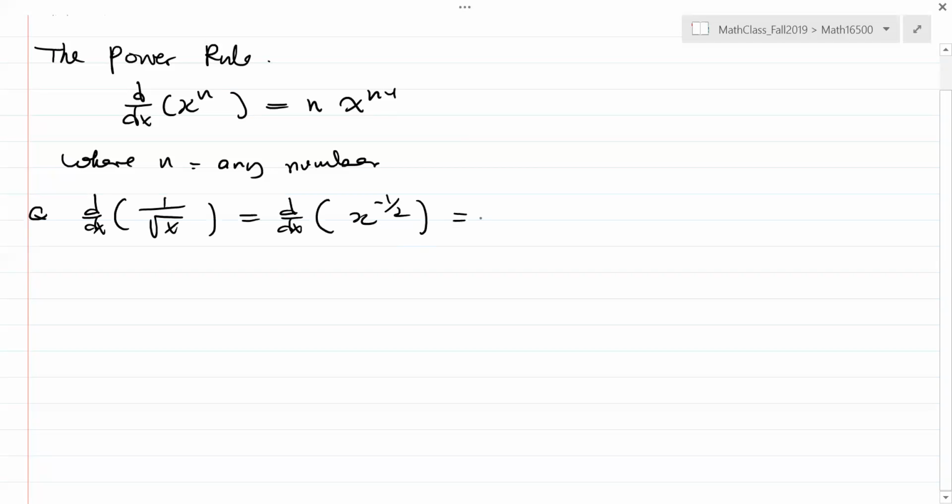Then you use the formula, n should be in front of x to the n minus 1. Then you simplify it. Maybe this is the answer. You don't need to change the expression into the traditional form involving radicals. This will be the answer.